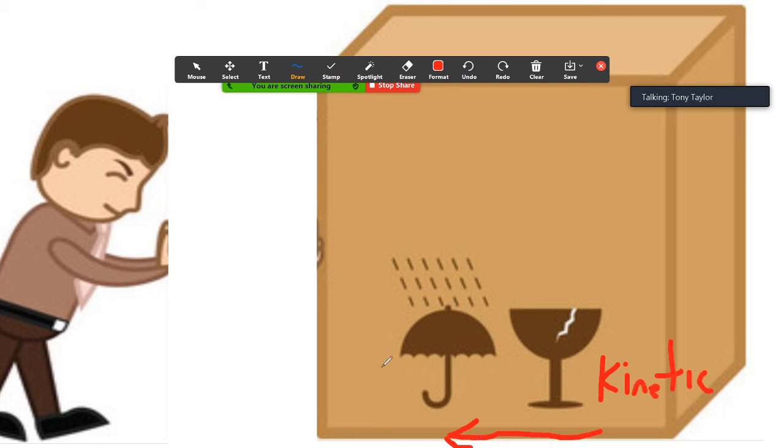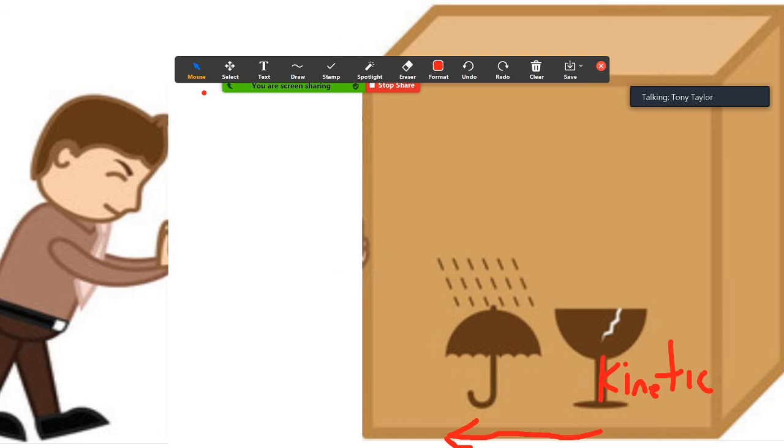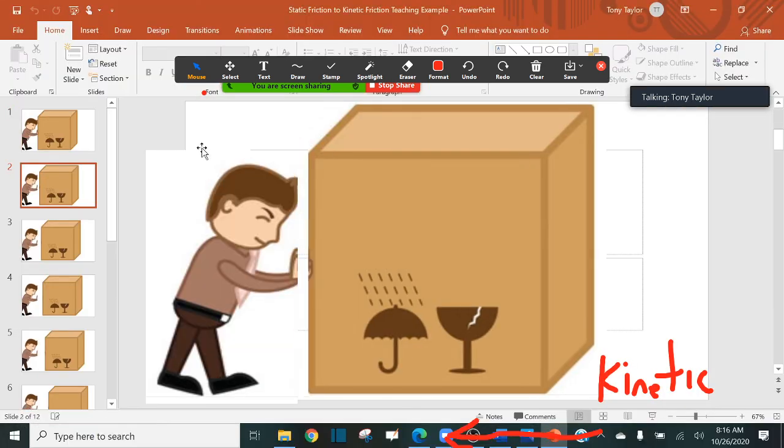So as long as he pushes hard enough, at a certain point he can overcome static friction, and kinetic friction kicks in. Okay. Hopefully that makes sense.